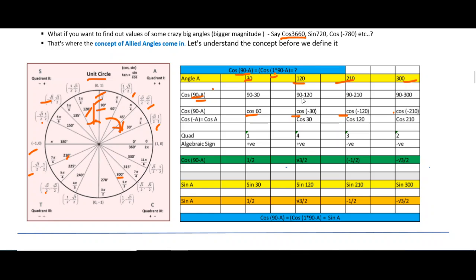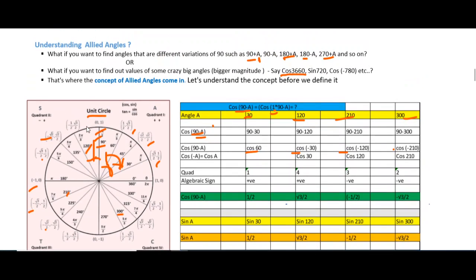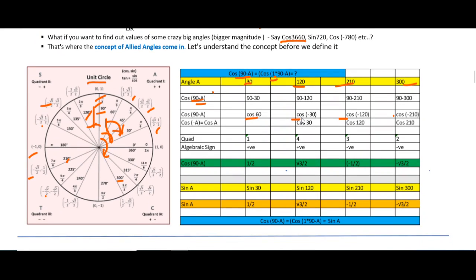In the case of 90 minus 120, 90 is on the y-axis. From here, clockwise, I need to move 120 degrees, and 120 will fall into quadrant 4. Alternatively, you can calculate from here also. It's cos of minus 30, and minus 30 means you have to rotate clockwise. So from 0 degrees, you rotate 30 degrees, and it falls in the fourth quadrant.